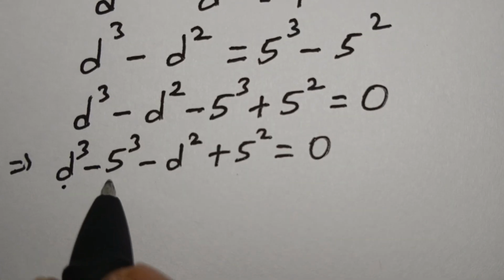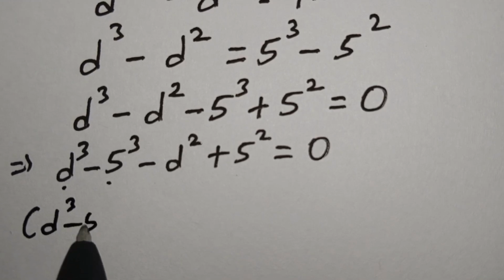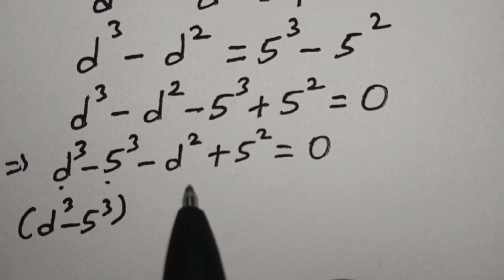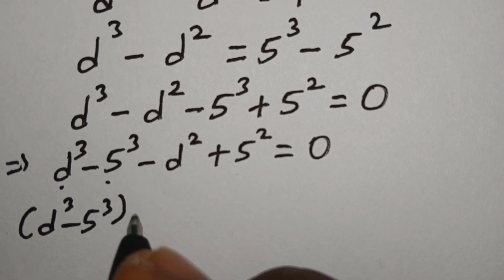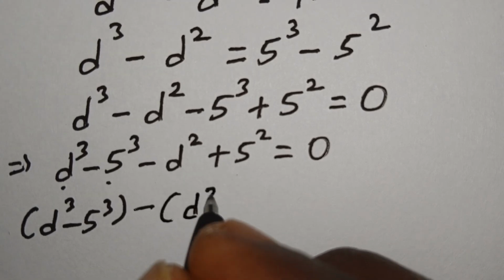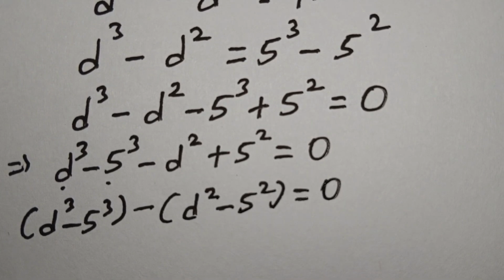I can put these two in brackets. So I have D to the power of 3 minus 5 cube. Also, to put these two in brackets, we need to factor out the negative sign. So that will be minus into D square minus 5 square equal to 0.